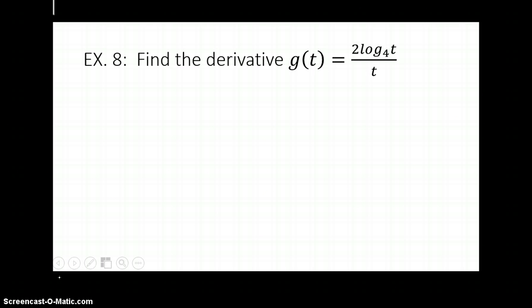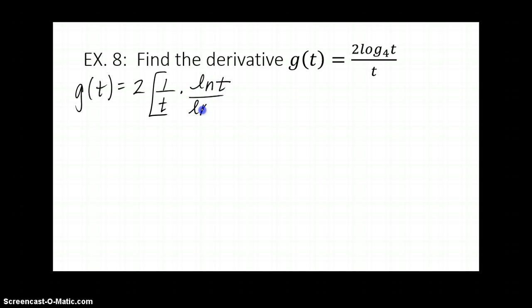Alright, find the derivative of this function. We've got all sorts of things going on here. I am going to rewrite as much as I can. So 2 is a coefficient. I'm going to take out the 1, since dividing by t is multiplying by 1 over t. Then I'm going to use my change of base. I'm going to rewrite this as the natural log of t divided by the natural log of 4. So I changed this logarithmic function from base 4 to base e. Ln of 4 is just a number, so I'm going to bring the ln of 4 out front.